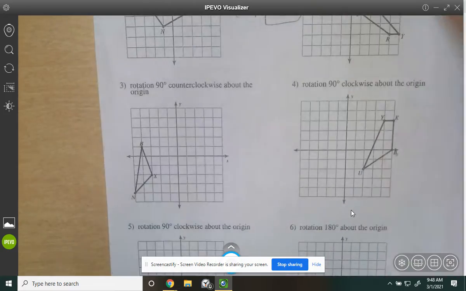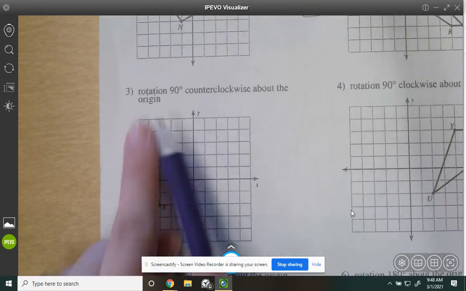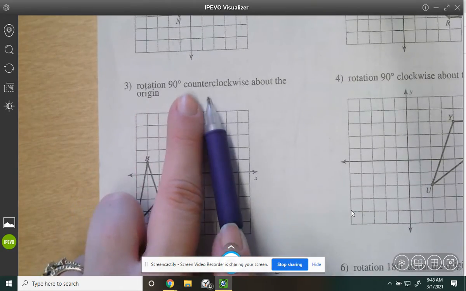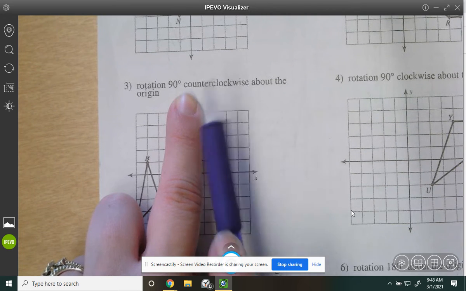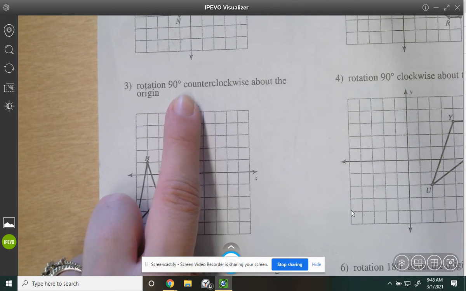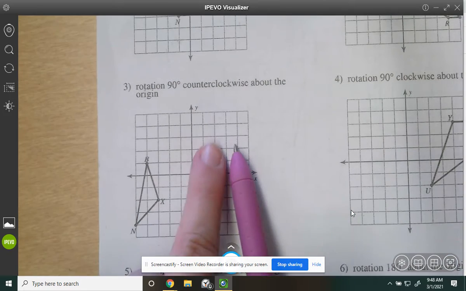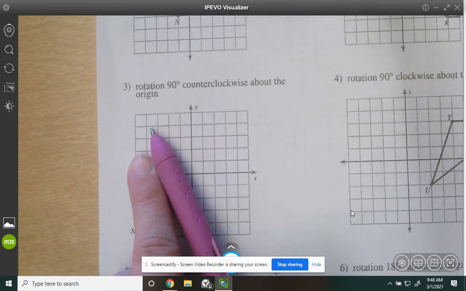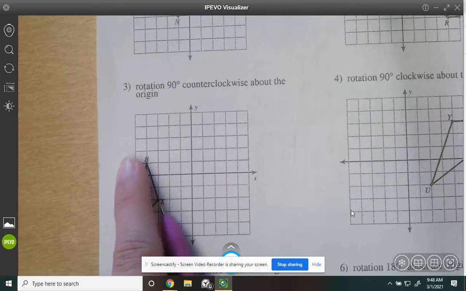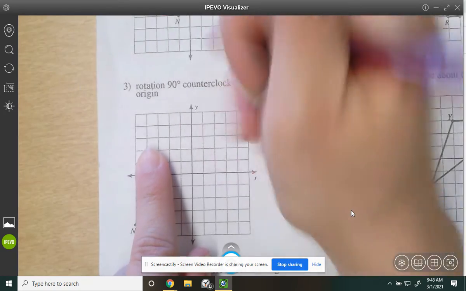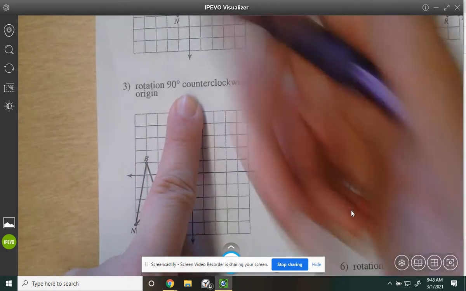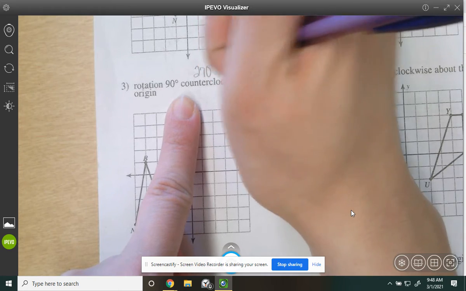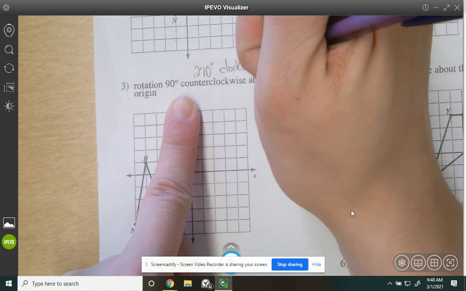The one that I want to talk about here is this one, rotating 90 degrees counterclockwise. We don't know what counterclockwise is. So we're going to change that. Instead of going 90 degrees counterclockwise, we go this direction. That's the same thing as going 270 degrees clockwise. So change that one to 270 degrees clockwise.